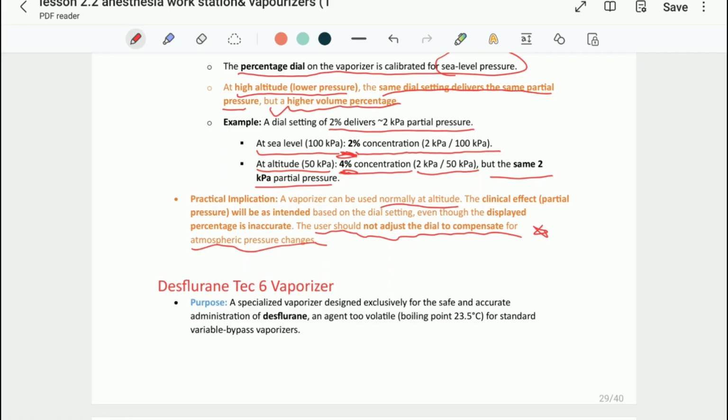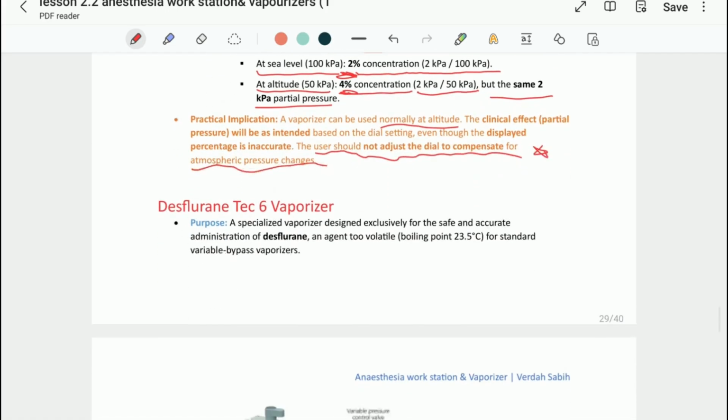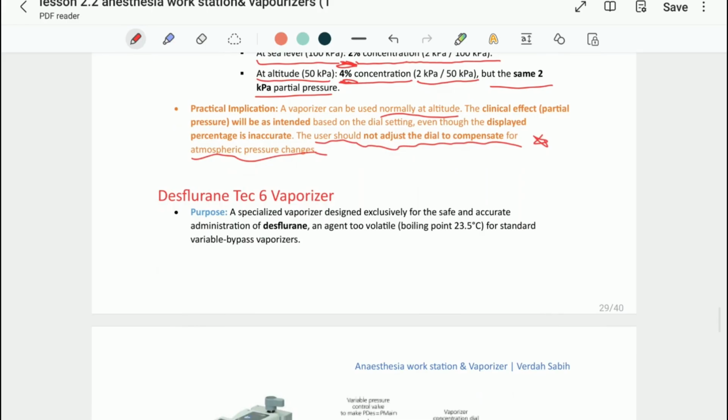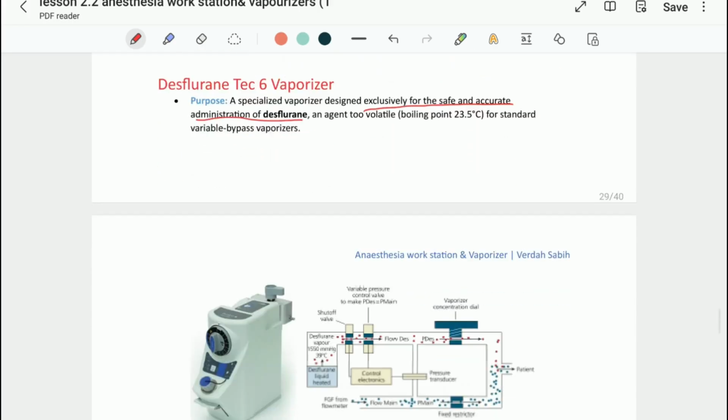Then there is some difference in the desflurane Tec 6 vaporizer. Let's discuss that. The desflurane vaporizer is a specialized vaporizer designed exclusively for the safe and accurate administration of desflurane, which is an agent that is too volatile for a standard bypass, variable bypass vaporizer. Its boiling point is 23.5 degrees centigrade.